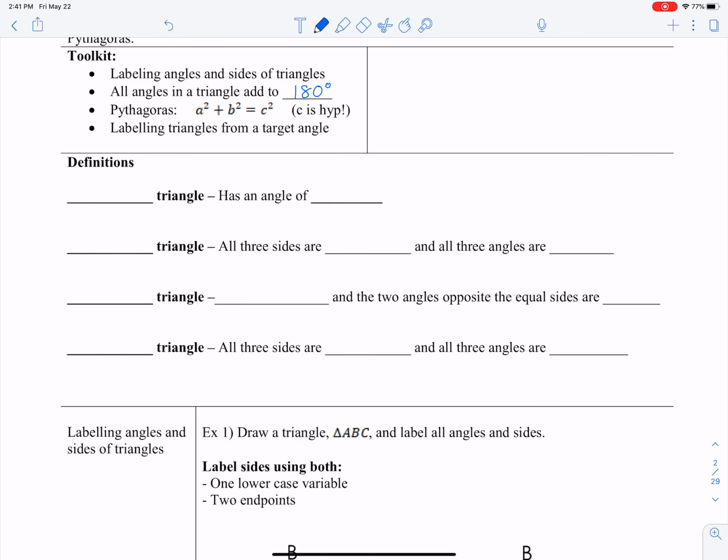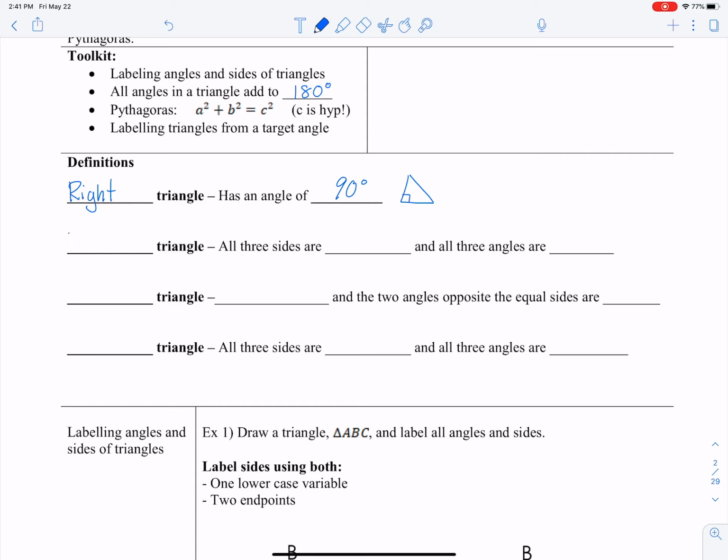First, we have a right triangle, and that has an angle of 90 degrees in it. So for example, here is a right triangle with a 90-degree angle inside.